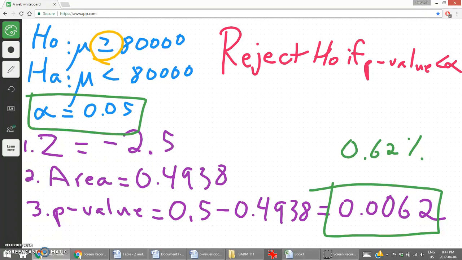This corresponds to approximately 0.62% chance. So that means that there's way less than 1% chance of the observed difference occurring in the world, given they believe that the average is 80,000. We took a sample and found that sample average to be 78,500. That difference should not happen. So something is wrong with the assumed value.